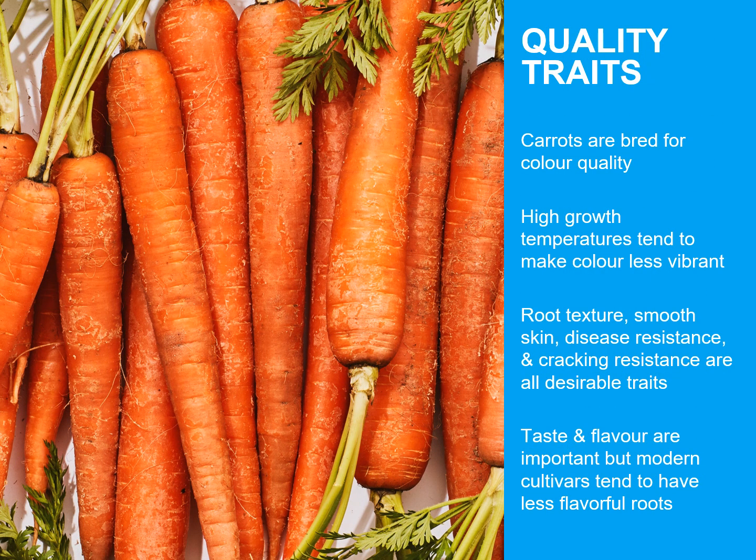So carrots are bred generally for colour quality, but also the tapering and the shoulder of the root, and also a shallow crown is desirable, as it's a site of post-harvest infection. So a shallow crown will mean that not too much dirt can get embedded in there and cause potential later infections. So high growth temperatures tend to make the colour of the roots less vibrant, and root texture, smooth skin, disease resistance and cracking resistance are all also highly desirable traits.